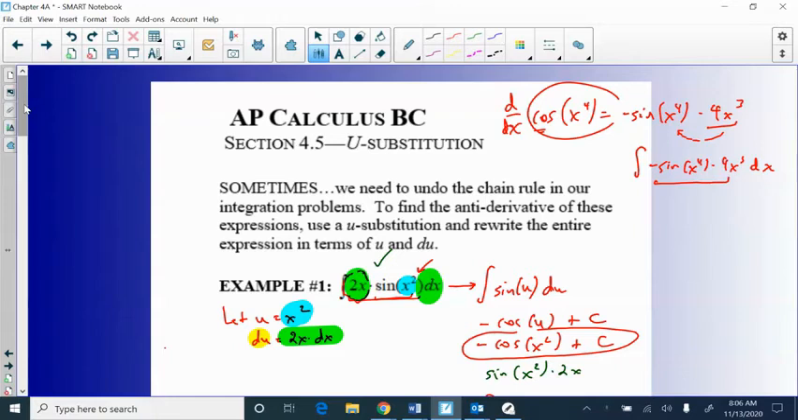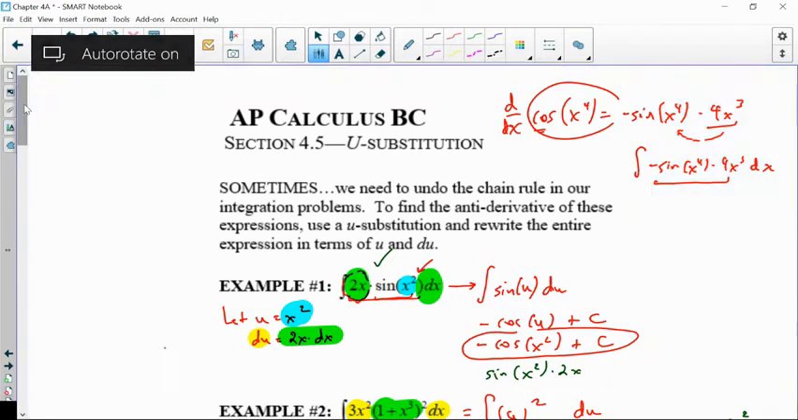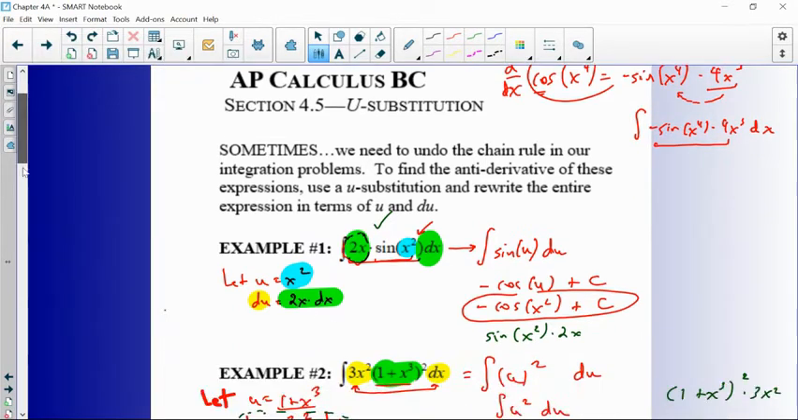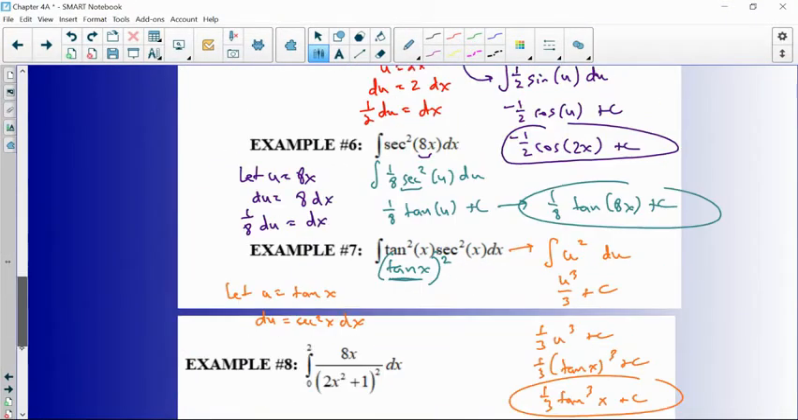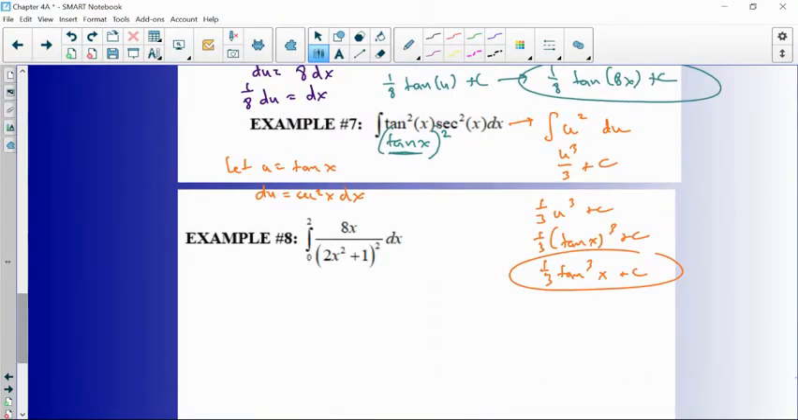A couple more examples of u substitution. And the examples we're going to look at: what if we're finding a definite area, finding the area under the curve, like example 8? The only difference is that at the end we have to evaluate that particular area.